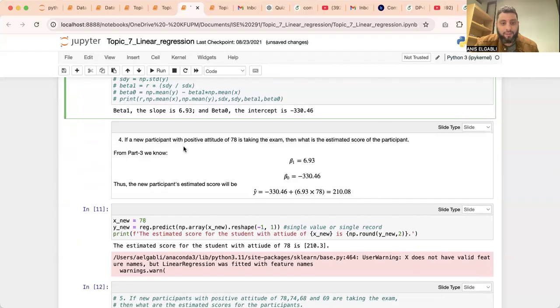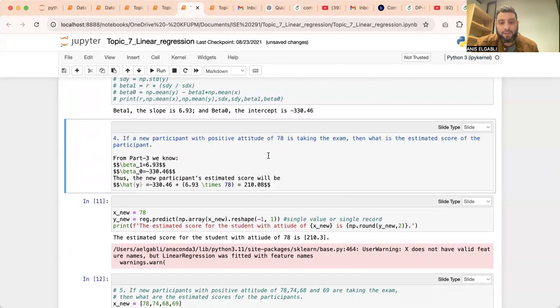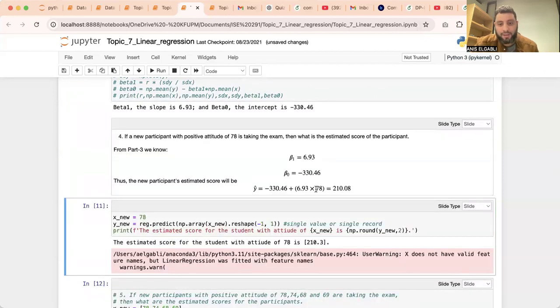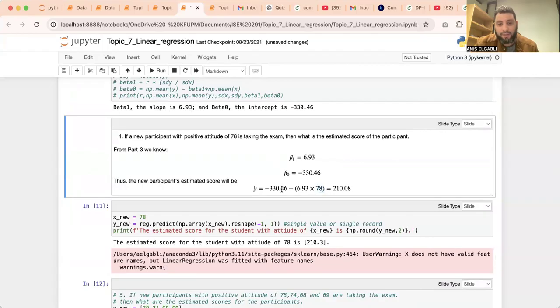Now if a new participant with a positive attitude of 78 is taking the exam, what will be the estimated score? Simply, we plug in 78 as our input X here. We already have the values for beta 0 and beta 1. So beta 1 times X plus beta 0, and we have the prediction. When the attitude is 78, we have the estimated value for the score, Y hat. So we are able to estimate the value of the score for a given value of attitude.